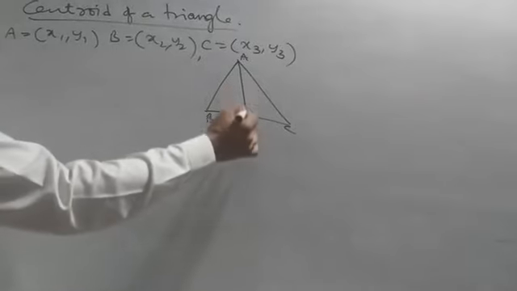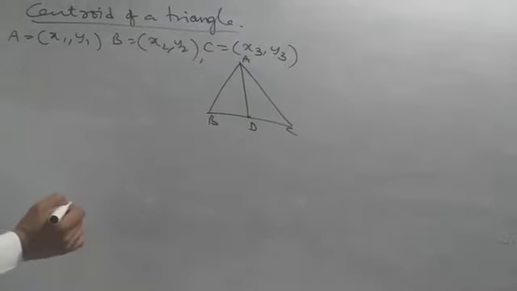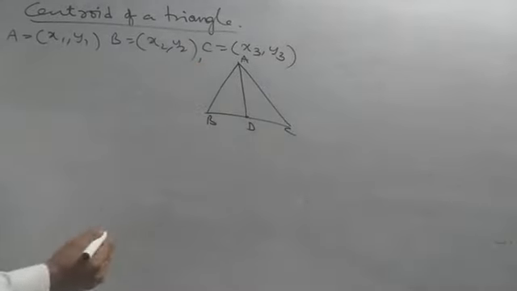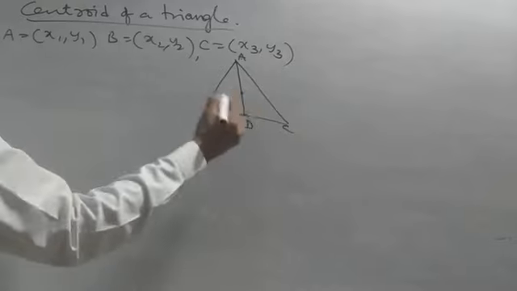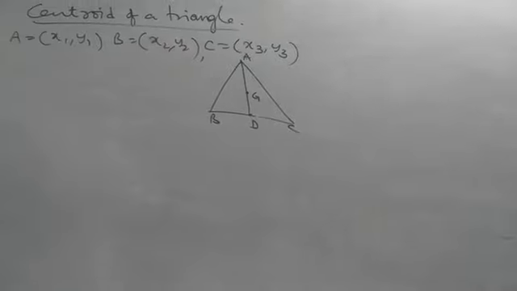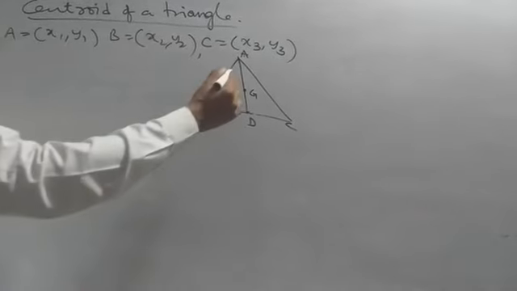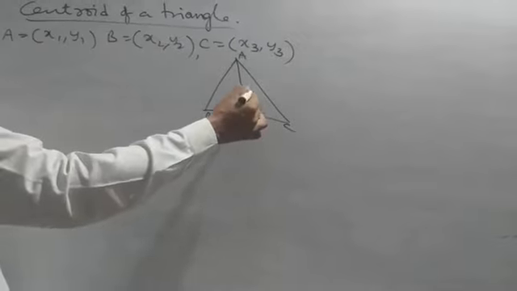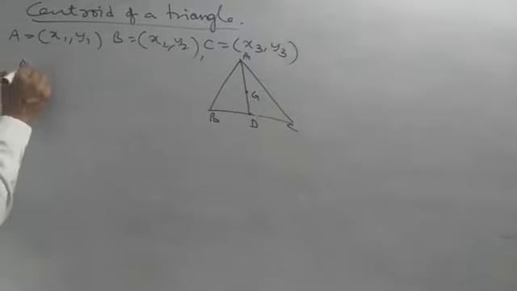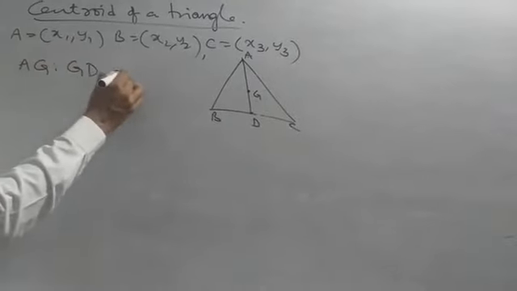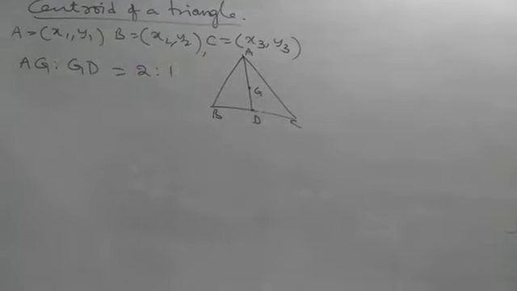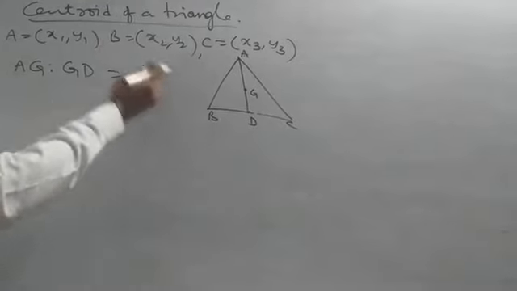So AD is a median of this triangle. Similarly, you can consider from B, and similarly from C. All the medians intersect at a point, and that point is called the centroid of the triangle. In earlier classes, we have studied that the centroid of the triangle divides the median in the ratio 2:1. That means AG is to GD is equal to 2:1. By using this concept, we can derive the formula of centroid.